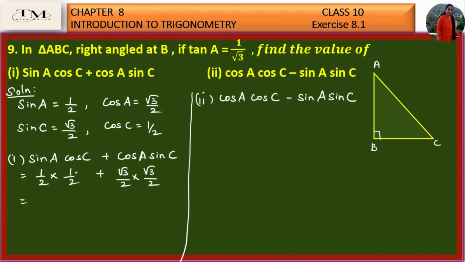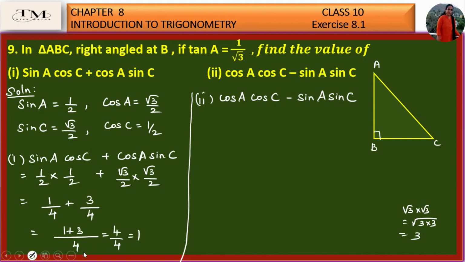So multiplying the numerator, 1 into 1 is 1, divided by multiplying the denominator, 2 into 2 is 4, plus root 3 into root 3. So root 3 into root 3 is nothing but root of 3 into 3 in square root. If the number is in pair, the answer is that number. So it is 3 divided by 2 into 2, 4. So the denominator is the same. So add the numerators, 1 plus 3 is 4. 4 by 4 equal to 1.